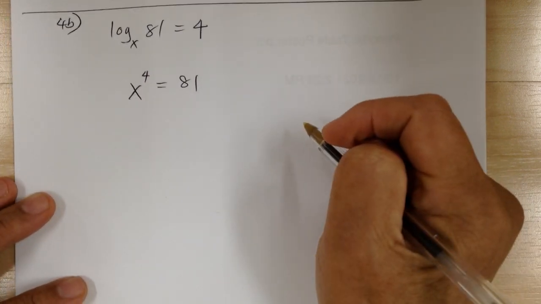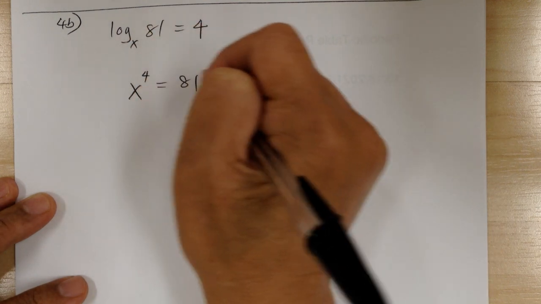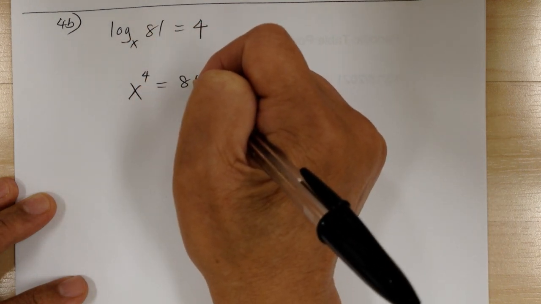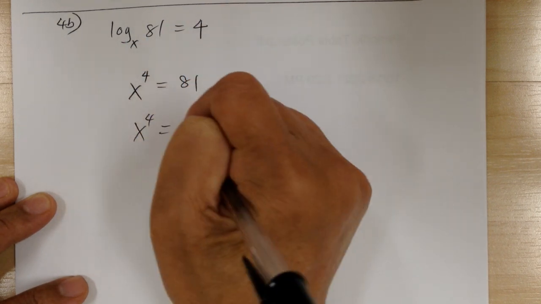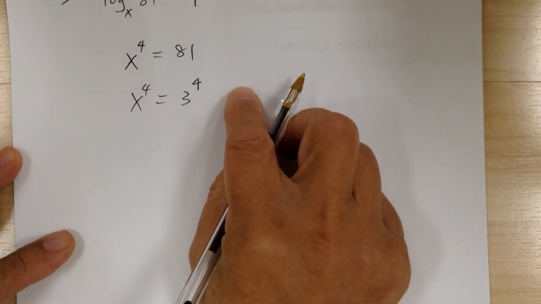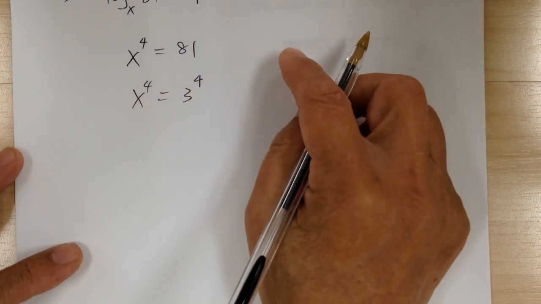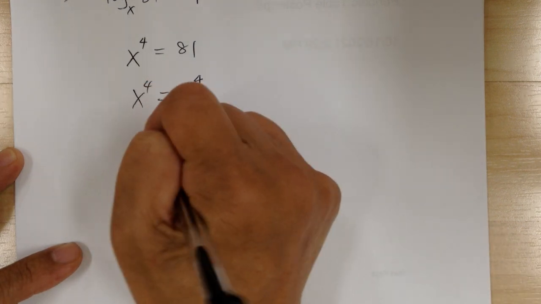Then from here, you can either raise it to the 1/4 power, or you can just try to break these things down. So x to the 4 equal to 3 to the 4. And from here, you can do the matching, or you can take it to the 1/4 power to get rid of the 4. But it's easier to just do the matching. So you get x equal to 3.